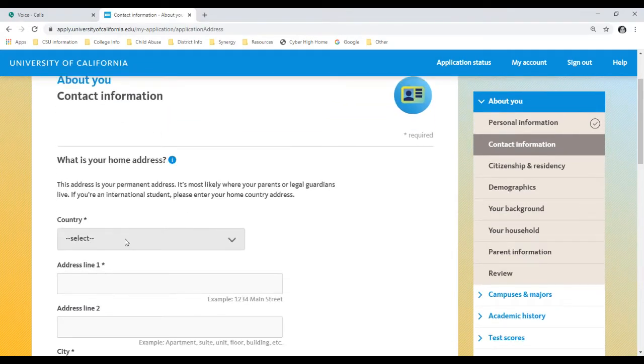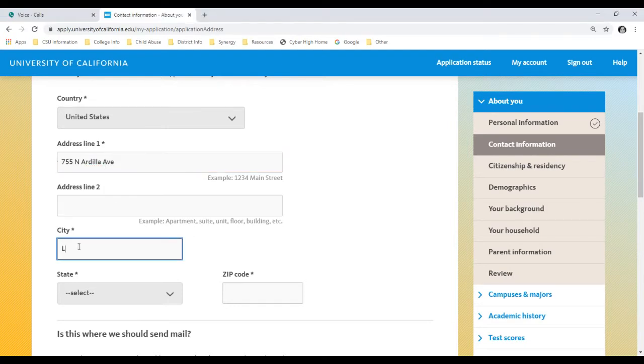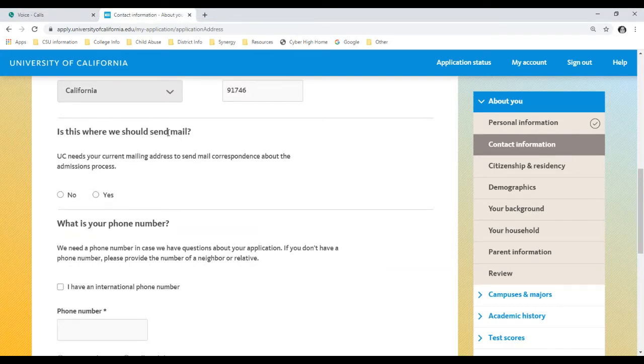So what is your home address? Make sure that your home address is complete and that it's accurate. It is very, very important, okay? So country, I'm going to put United States. Okay, address, I am actually going to put the school's address. Is this where we should send mail? So the UCs, they just want to know where you want to receive anything that you receive on paper, okay? So I'm going to put yes.